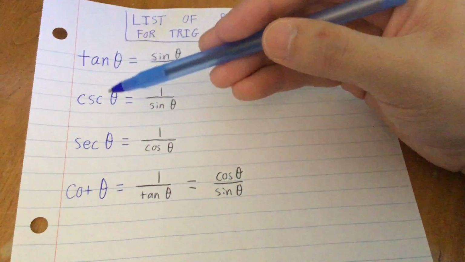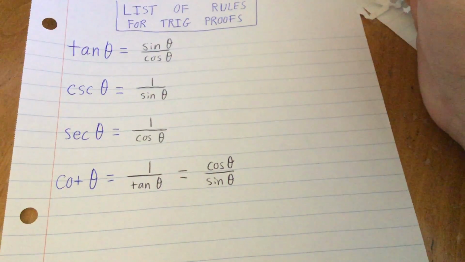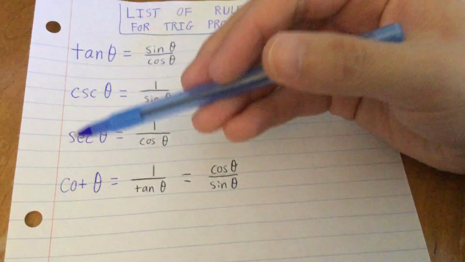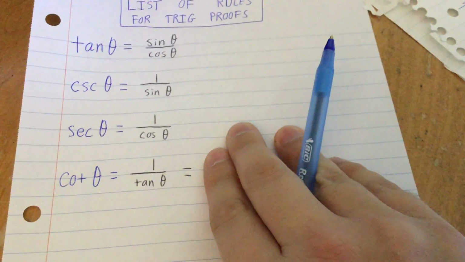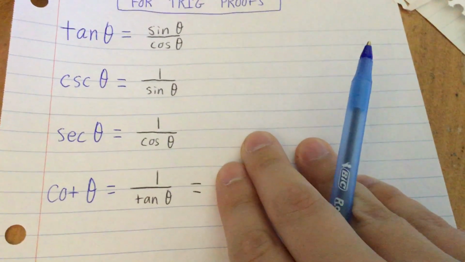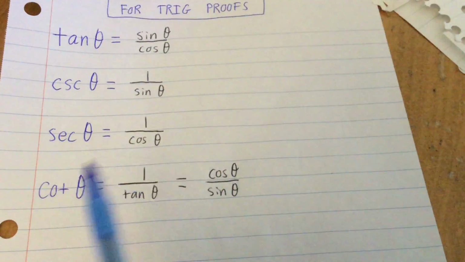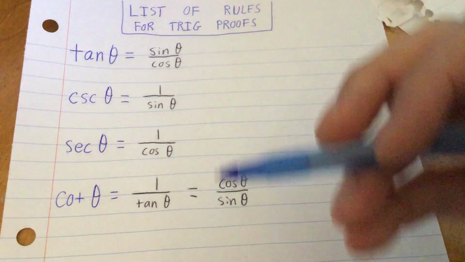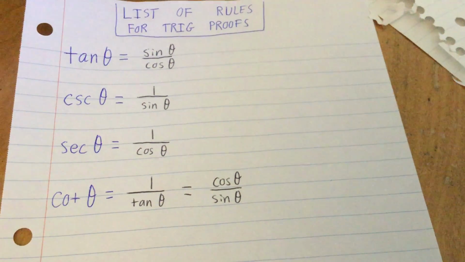Okay? Cosecant is the reciprocal of sine, so cosecant is equal to 1 over sine. Secant is equal to 1 over cosine. And cotangent is equal to 1 over tangent. But that's not going to help me in the long run unless I know that tangent is sine over cosine. So if the reciprocal of tangent is cosine over sine, that is the same thing as the cotangent ratio. So therefore, I can use any of these rules at my disposal today and the next video. Okay?